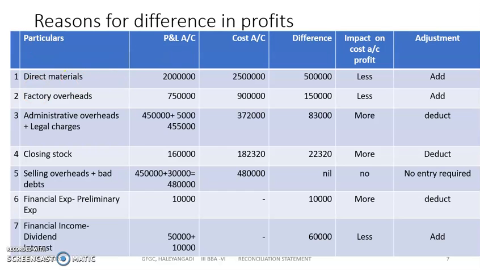So I start with the first entry in your cost sheet, direct material. In the P&L it is 20 lakh. In the cost sheet they have said 25 lakh. So 5 lakh difference. You have shown the expenses more.